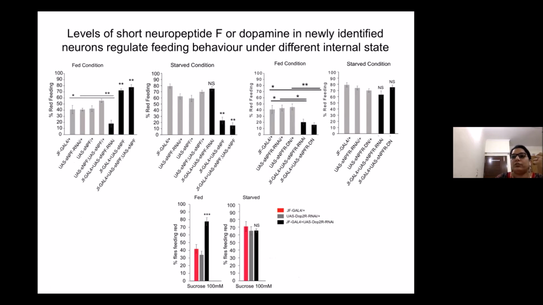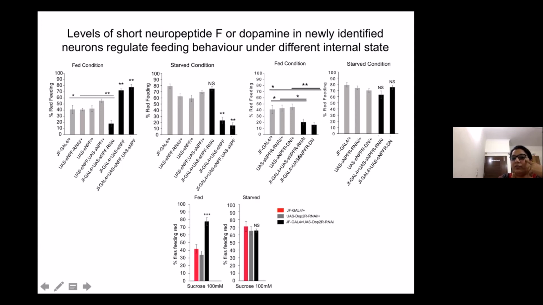So the next question was to basically understand what are the neurotransmitters or neuropeptides that could regulate these behaviors via these neurons. So we expressed short neuropeptide F, because it is a well-known neuropeptide which is responsible for central regulation of feeding intake during vertebrate development. What you can see here, under fed state, if you knock down sNPF, you see reduction in feeding responses, but upon overexpression, the feeding responses were increased, and the reverse was found under starve condition.